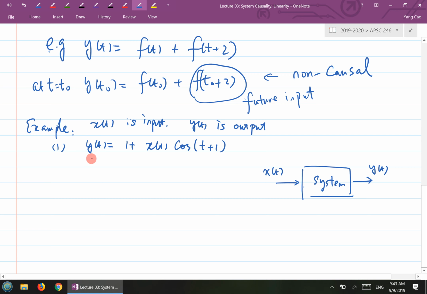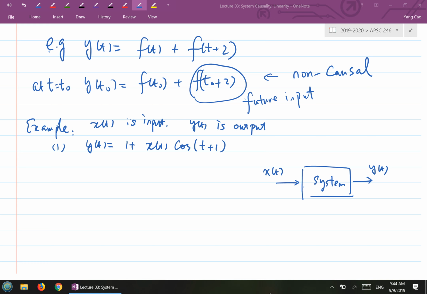So this is the first system, y of t, the output, equal to 1 plus x of t times cosine t plus 1. What kind of system is this? Is it a non-causal system or is it a causal system? I heard somebody say non-causal. How do you make a conclusion so quick? Yes? You saw the t plus 1 here, right? Now that is a very natural mistake you can make for this kind of first question.